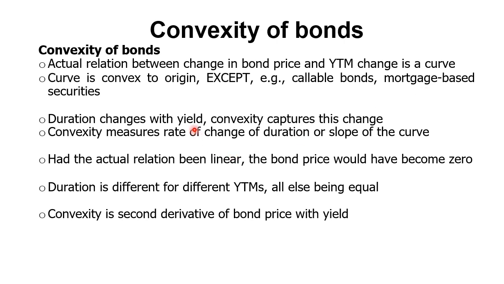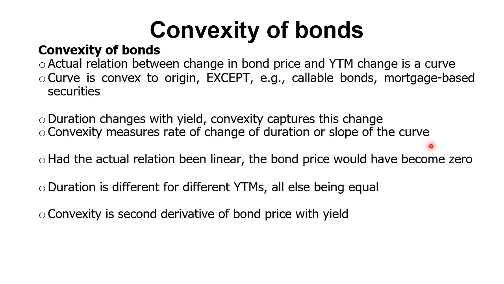Duration changes with yield, and if the relationship is linear, at some point the bond price will become zero. That's impossible if the company remains solvent. And this is actually not the case because of the convexity of the bonds. As we noted earlier, duration is different for different YTMs, all else being equal. The change in duration with YTM is measured by convexity. That is, the convexity measures the rate of change of duration or the slope of the curve.